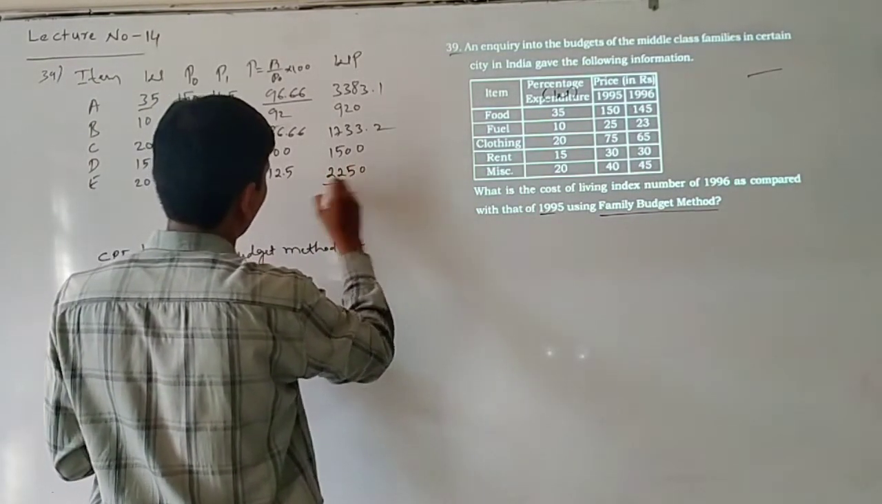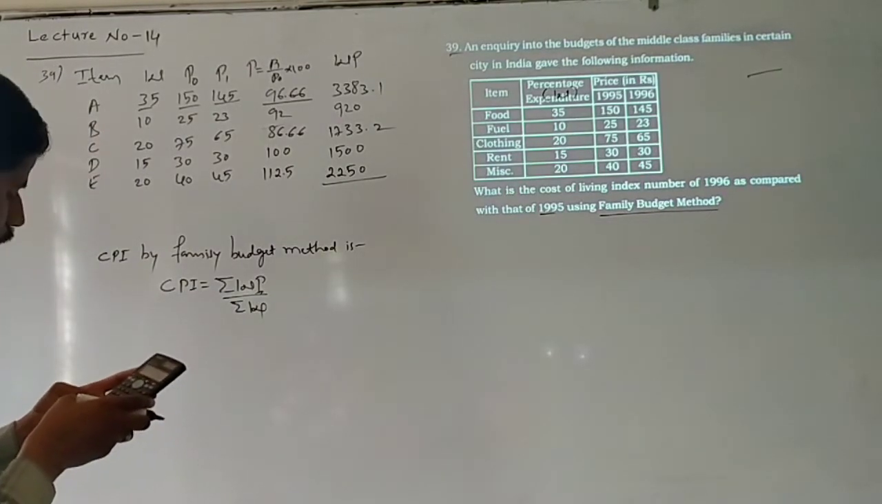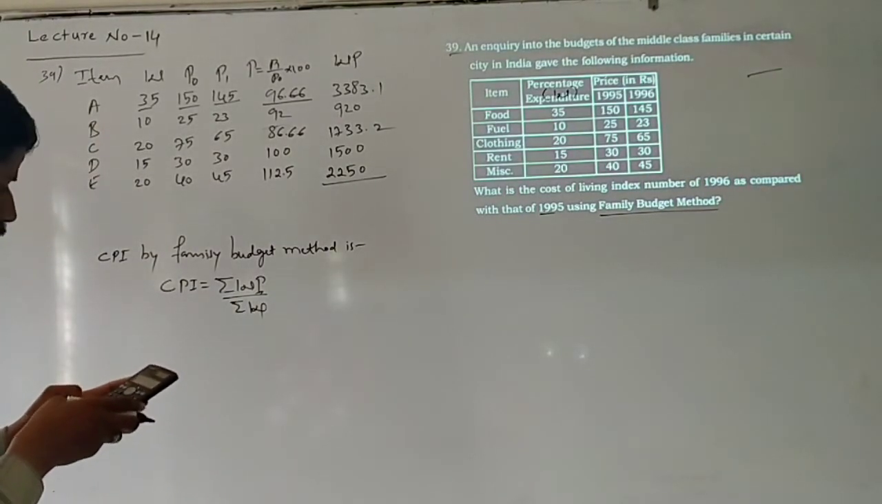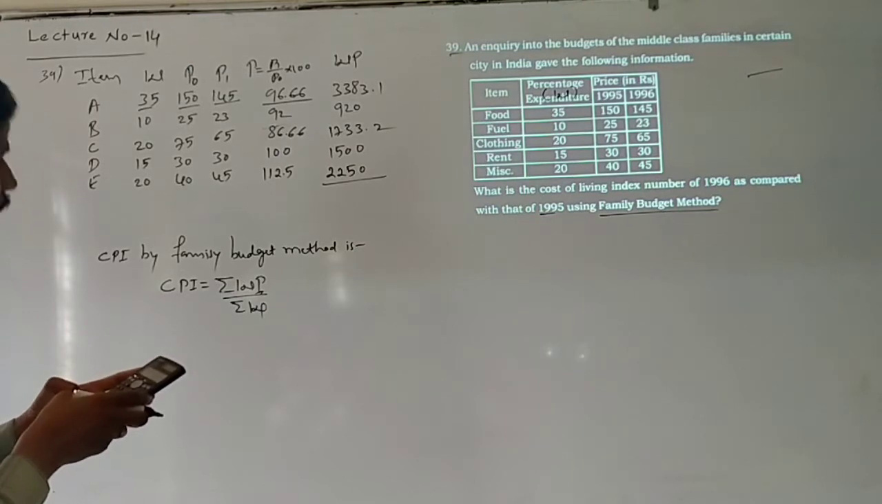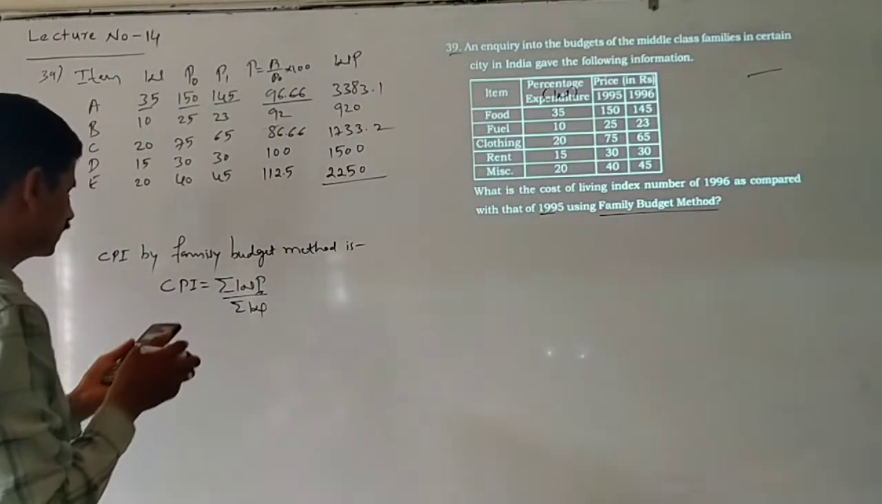We want the sum of WP. 2250 plus 1500 plus 1733.2 plus 920 plus 3383.1 is 9786.8.